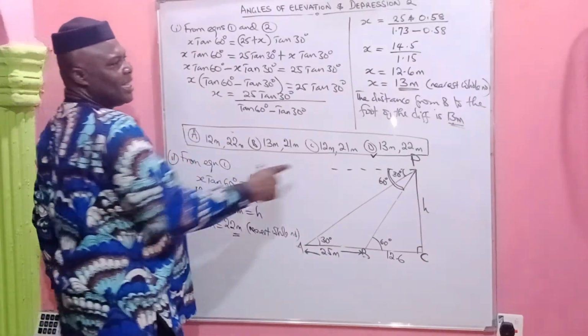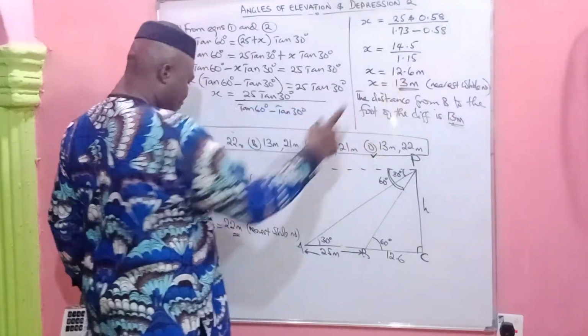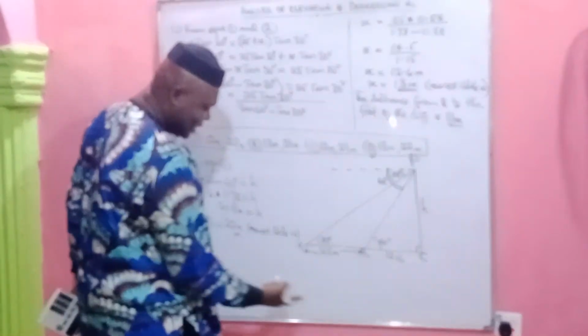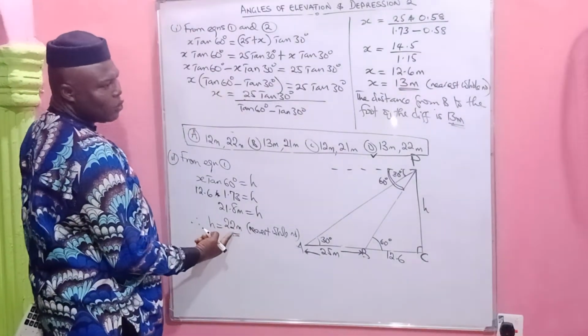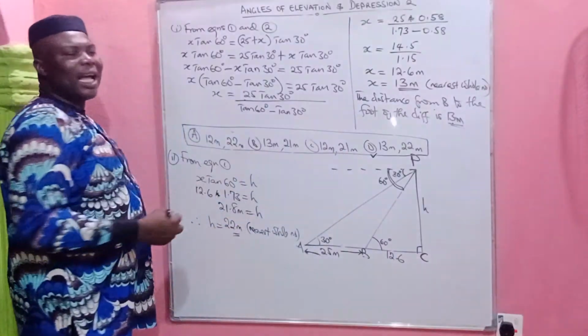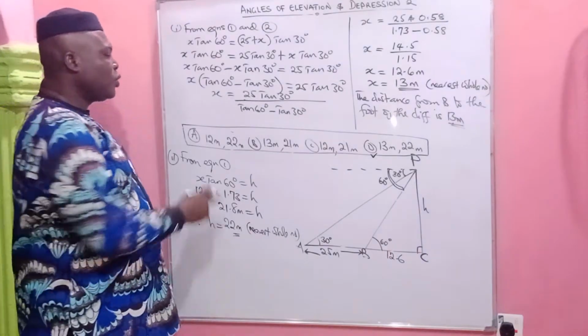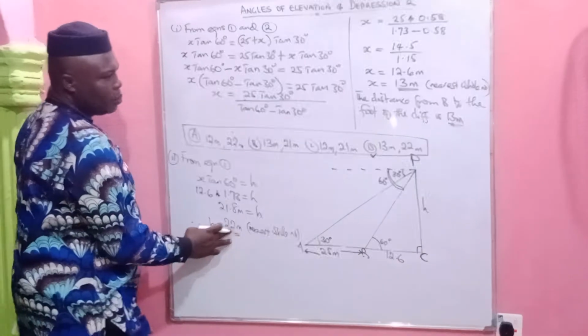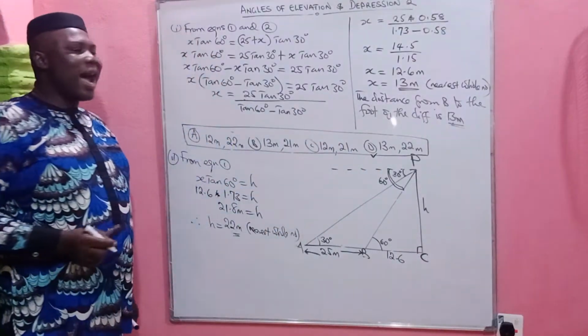Somebody who misses this approximation might take 12, 22. Or you might have 13, 21 if you miss the second approximation as 21. So any of these can confuse anybody that the option is either of these, but the correct option is 13 and 22 meters, which is what we have as the D part.